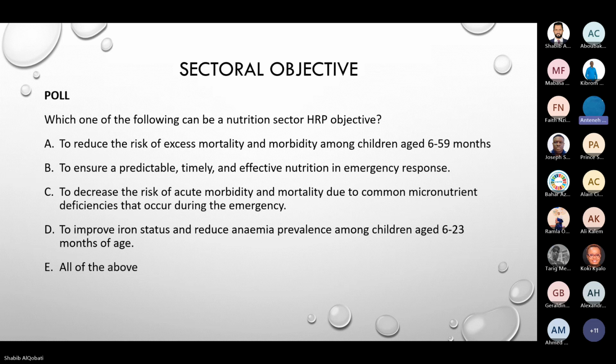GNC HRP reference document. But before that, let us do this quick poll to see the level of understanding among the coordination team. So Shabib, can you run the poll, please? Yeah, thanks. So which one of the following can be a nutrition sector HRP objective?